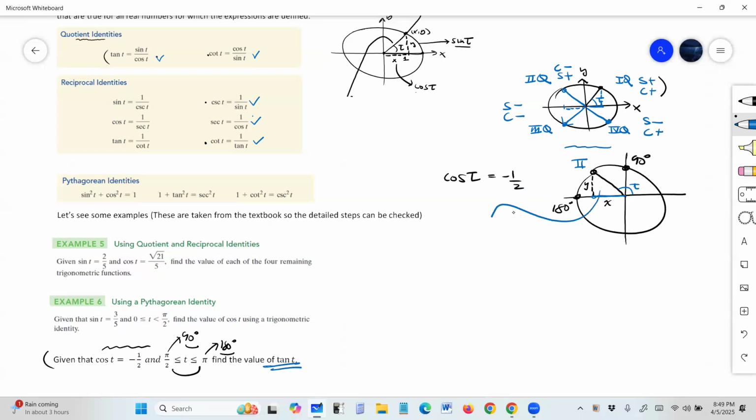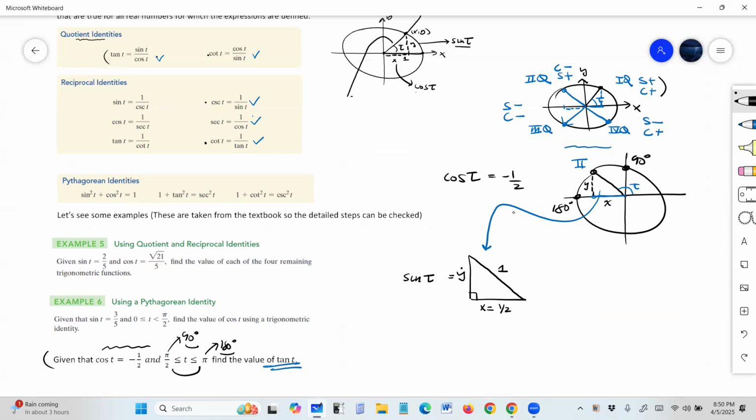So I'm going to expand this triangle right here. So here's the triangle. Again, this is the radius 1. This is y. And x, I know they gave us cosine, which is negative 1/2, but the length of this side is obviously positive, which is 1/2. So again, how do I find tangent? Well, before I find tangent, I have to find sine, which is this y. So y is my sine of t.